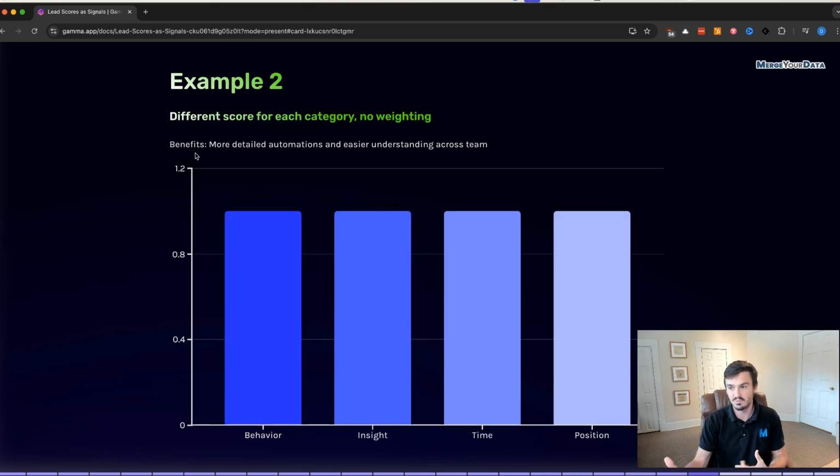Second example here, which is the last one we'll go over, because we're already at 13 minutes. Different score for each category, no weighting. So that means it's all going to be weighted evenly. You just add them up all together.